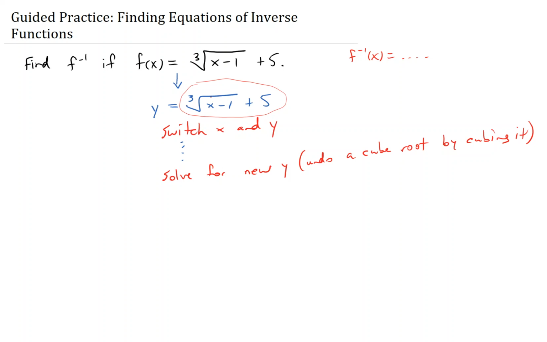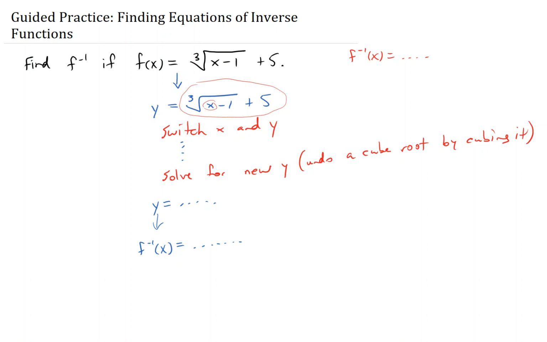Go ahead and pause the video and see if you can solve for this new y, which should be in place of the old x. Okay, so you should have an answer. You should have the new y solved for. And the last step you're going to do is this new y represents f inverse of x. So you can rewrite this as f inverse of x equals, and then copy your formula. Pause the video, write that down, and then come back to see if you got the right answer.